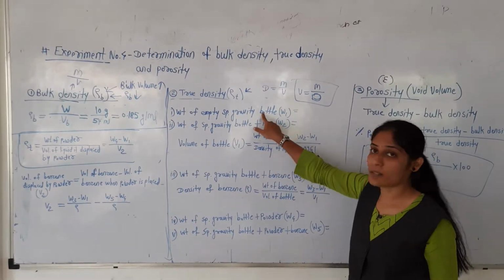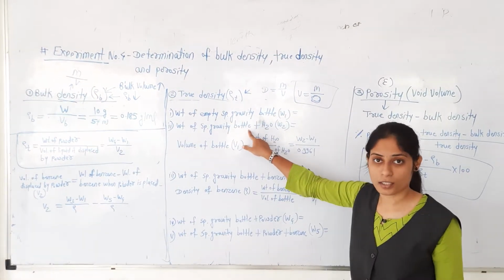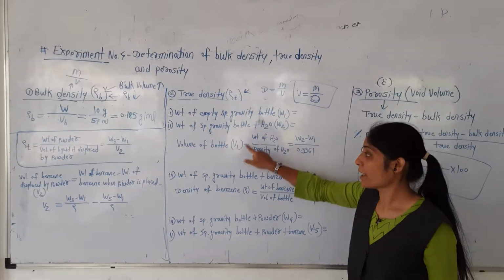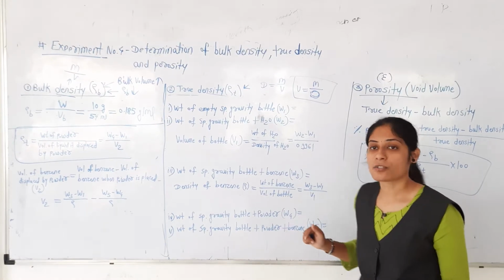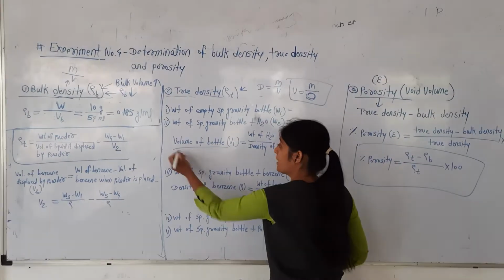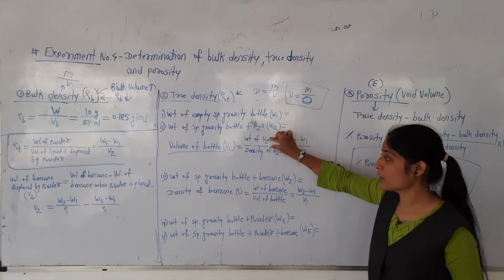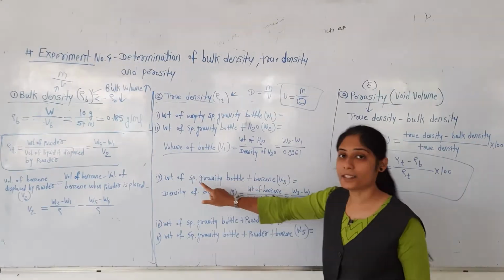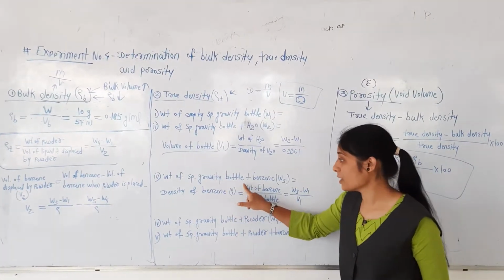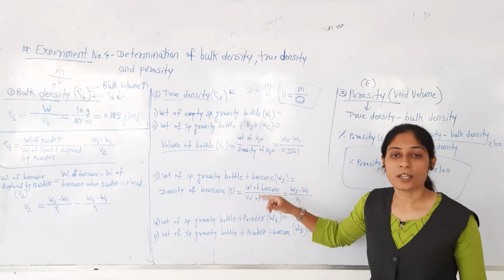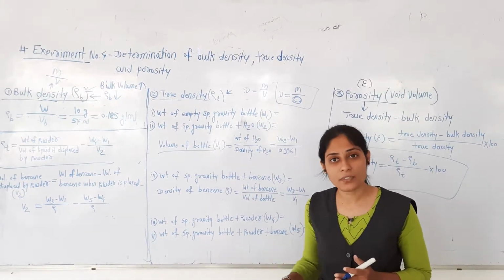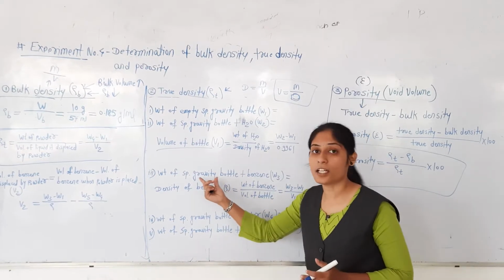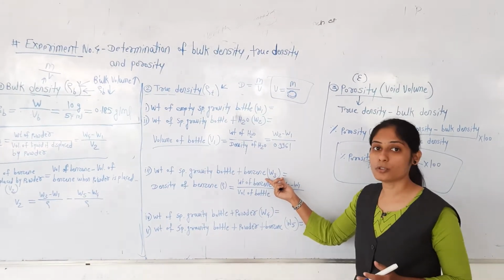In that specific gravity bottle we fill the water completely, and their volume we have to determine. So volume of bottle we can determine by using weight of water divided by density of water. After that we determine the weight of specific gravity bottle with benzene. It means we add the benzene in the specific gravity bottle, and then we take their weight, and that is called W3.